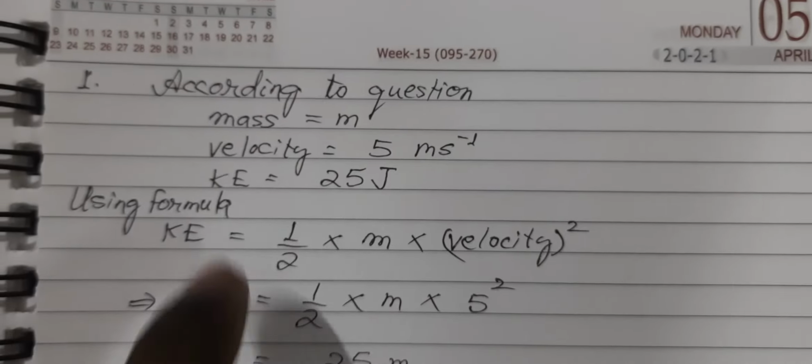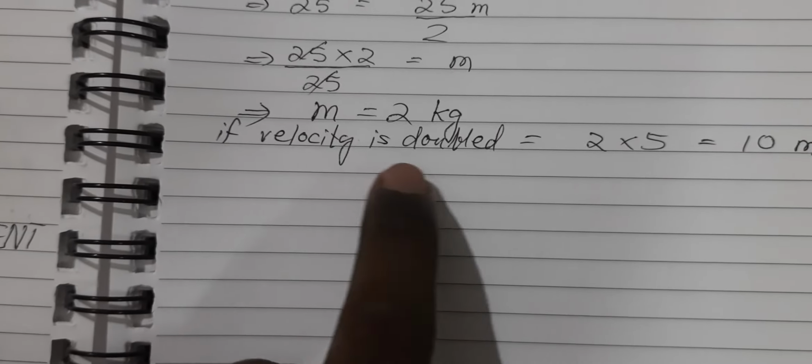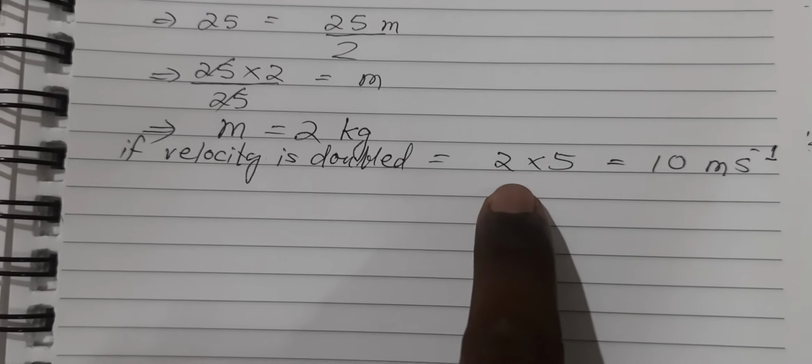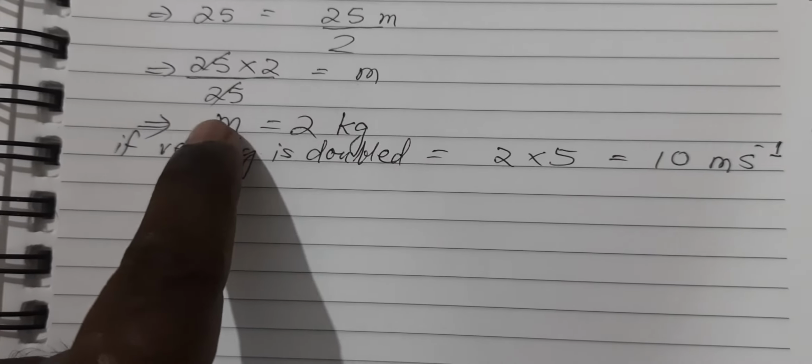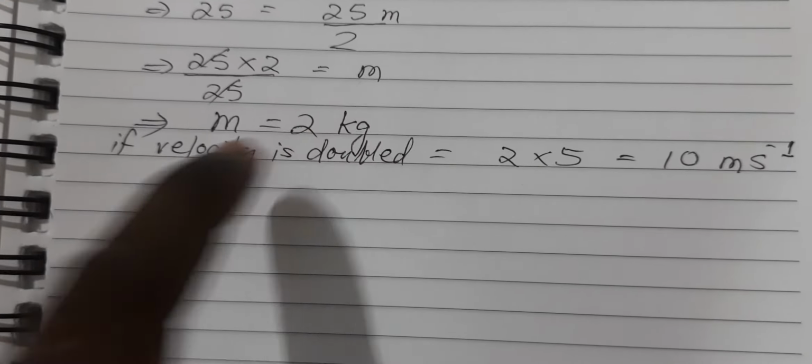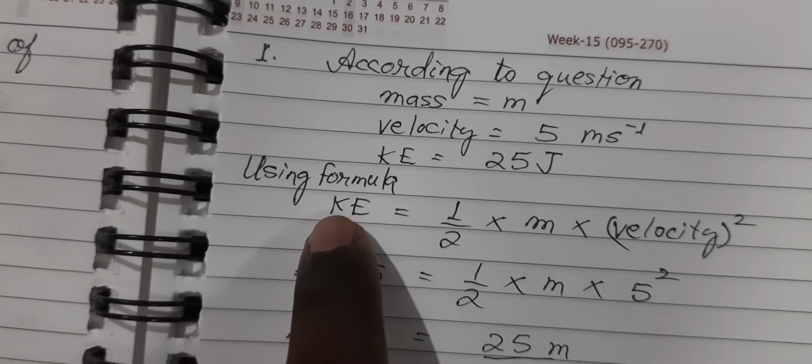So initially our velocity was 5 meters per second. Now the question is, if velocity is doubled, then how much will it become? Double means 2 times. So 2 into 5 is 10 meters per second. And of course the mass is 2 kg. So let's now find the kinetic energy by using this formula.